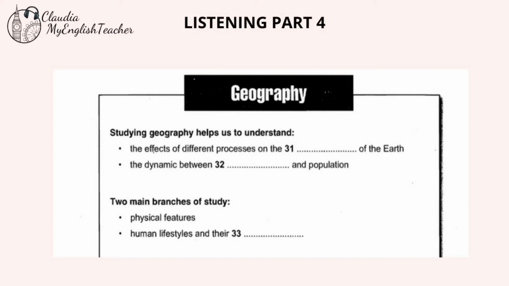Because whilst it's true that in the audio you will hear the exact word that you need, the other words around that gap might not be said as you see them. And you'll probably hear their synonyms. So, for example, in 31, let's look at what comes after 31 to start with. You've got of the earth. So you'll probably hear the earth. And this is most probable because there's not many synonyms of the earth.